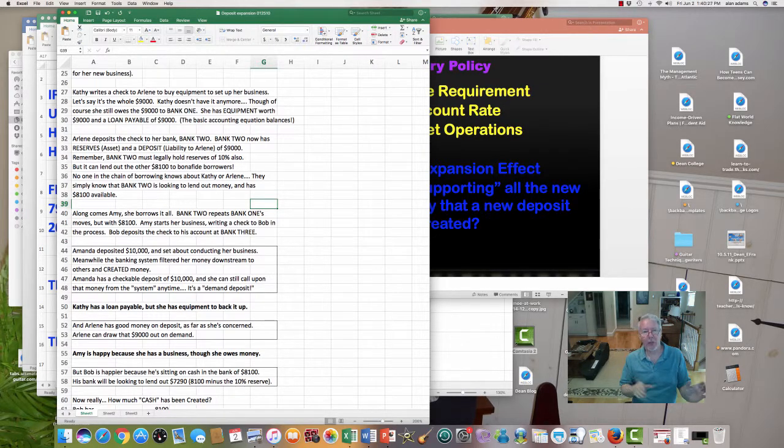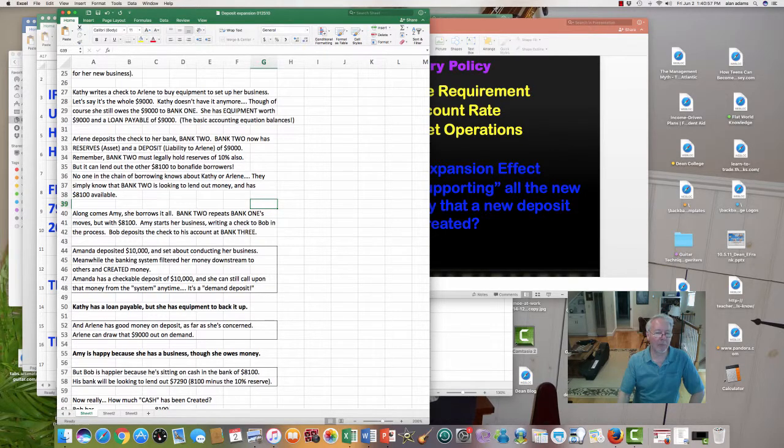Every time someone borrows money from a bank and then uses it to buy something, then that next person deposits it, the bank loans it out to someone. Okay, money is being created, okay? So we've gotten along to a few people here, Amanda, Kathy, Amy, okay, and now, no, forget about Amy, we haven't dealt with Amy yet, Arlene. Okay, so Amanda believes she's got $10,000 in her bank.